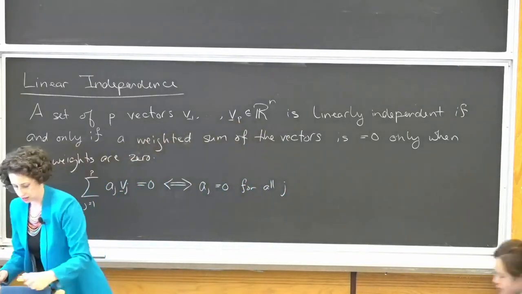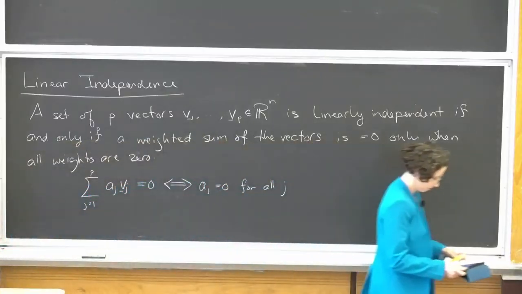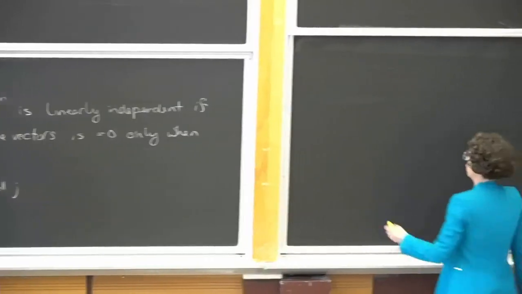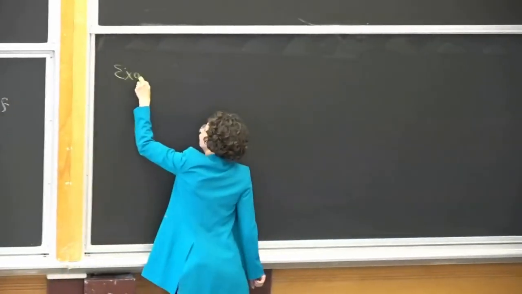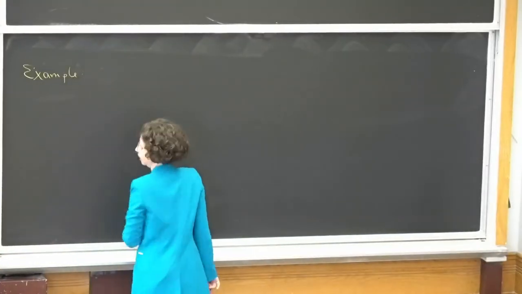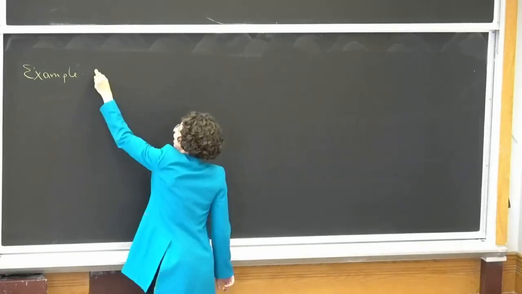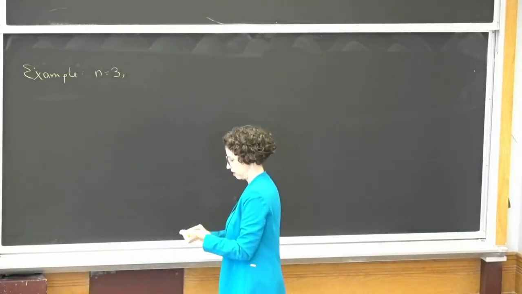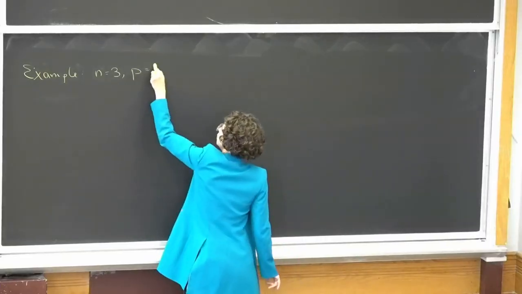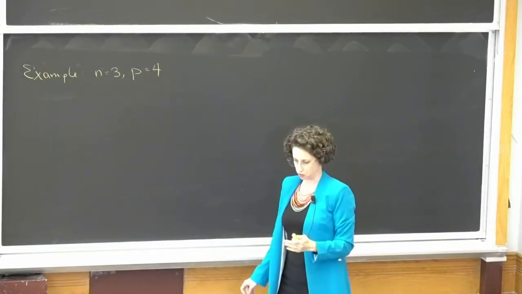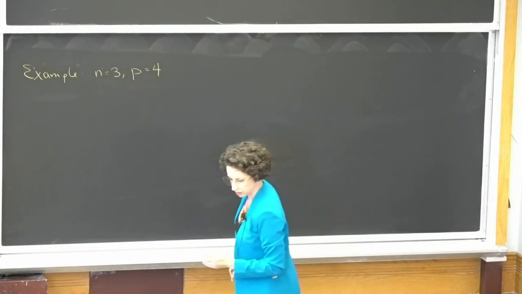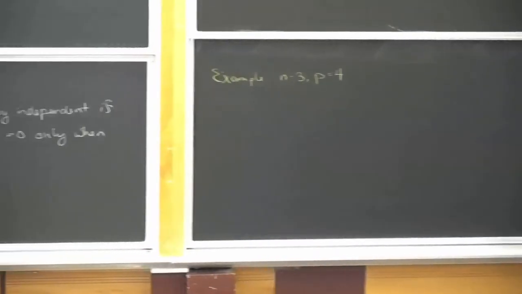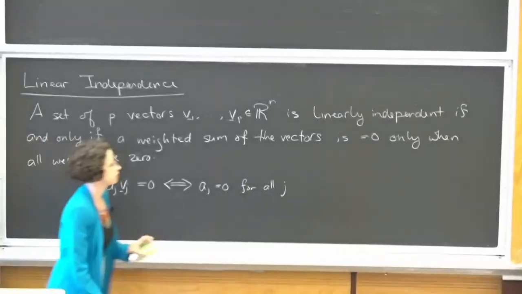And so let's look at an example that I want to make sure is crystal clear. In this case, we are going to have n equal to 3, so each of these vectors has 3 different entries. And p is equal to 4. Each one is going to have n entries, and I'm going to have 4 different vectors.